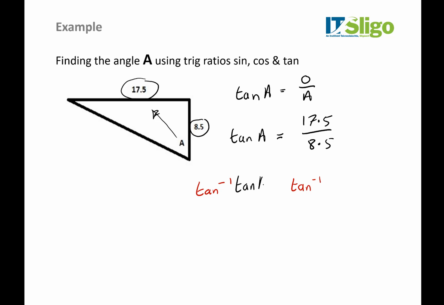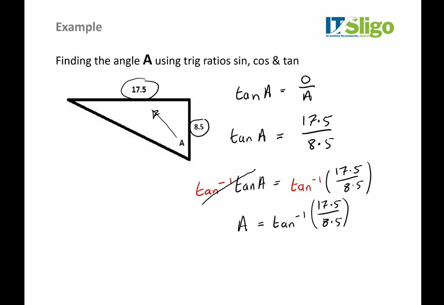So we get the tan of A, and we've just got the inverse tan of both sides. Now on the left, tan and inverse tan kill each other off, and we're just left with A is the inverse tan of 17.5 over 8.5.